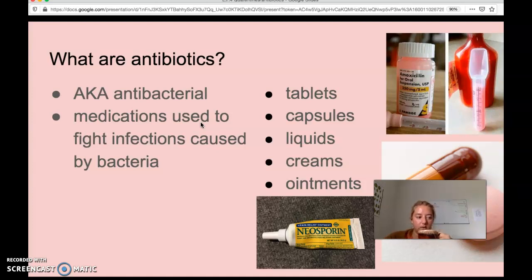Next, the types, and this is going to go in the little pill bottle of your notes. We have tablets, capsules, liquids, creams, and ointments. All are types of antibacterial treatments or antibiotics. So Neosporin is a type of antibiotic. Amoxicillin would be something that you might take if you had strep throat, a bacteria-caused illness.